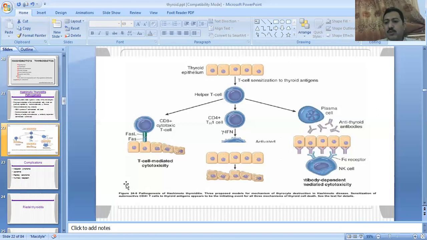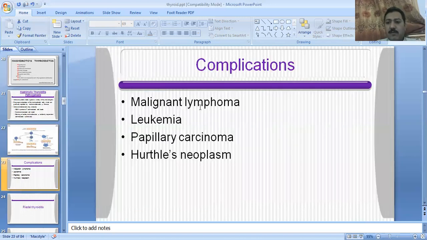When Hashimoto thyroiditis is present, ultimately with the passage of time its complications will occur. So what will be the complications? There will be malignant lymphoma formation, like marginal zone lymphoma. There will be leukemia formation in the case of Hashimoto thyroiditis. There will be papillary carcinoma and Hürthle cell neoplasm. These complications occur over a long time, when Hashimoto autoimmune thyroiditis is not treated and then turns into its complications.